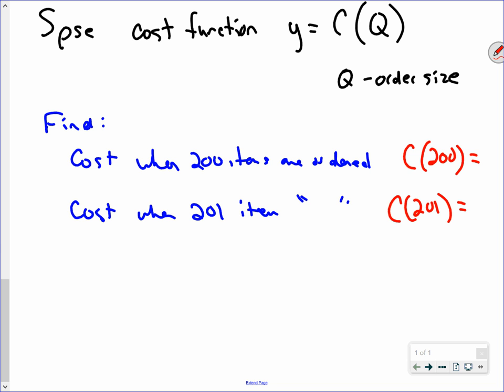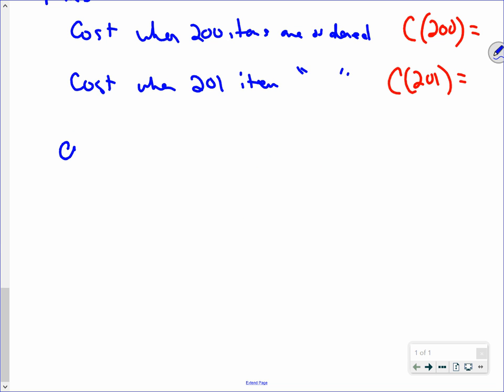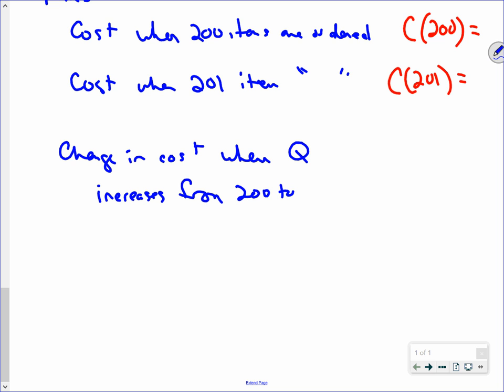Okay? Another question you might be asked is, what is the change in cost when the order size Q increases from 200 to 201? Well, that is asking you to take the cost of 201 and subtract from it the cost at 200. These are just all questions that might come about. Okay?